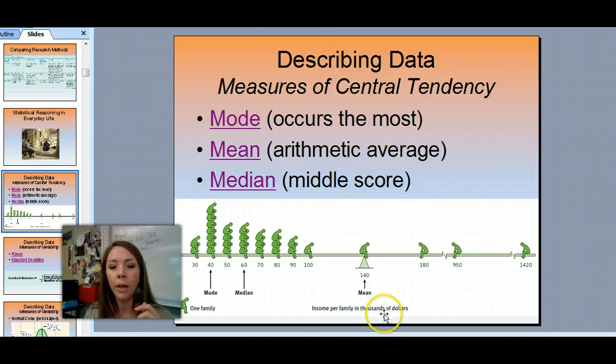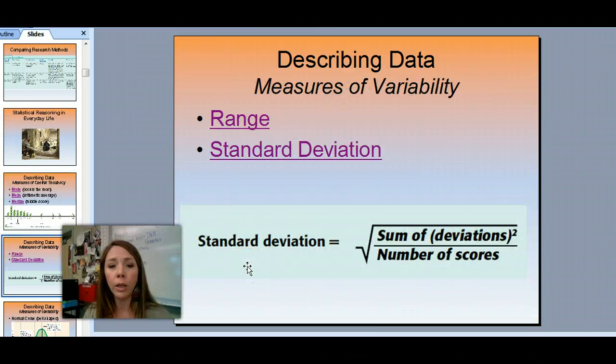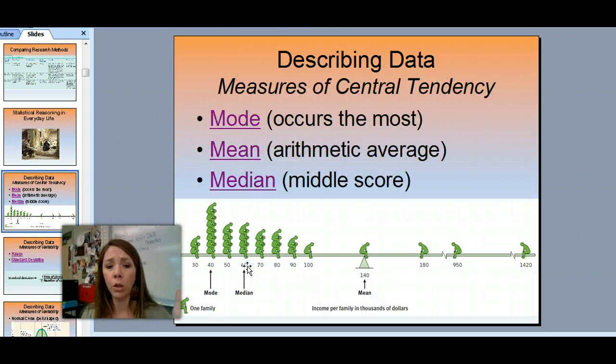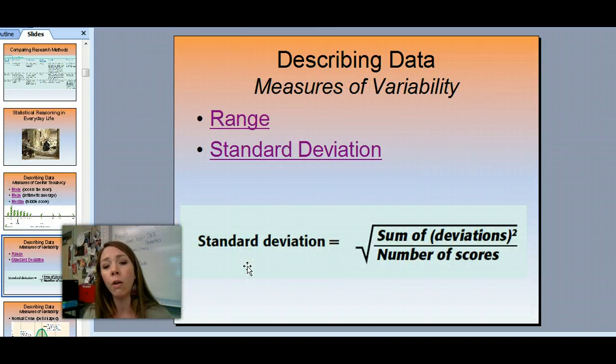So this is looking at income per family. Even though the most occurring score is 40,000, I have one huge outlier over here of someone that makes 1.42 million. That brings my mean up to 140,000, even though most people make around $40,000 in their household. We can look at these with measures of variability, range and standard deviation. Range is looking at how far, so this is a huge range, right, from 30 to 1.42 million. And standard deviation is how far away from the norm it is.